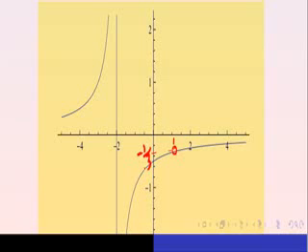Also, x equal to minus 2 is going to be a vertical asymptote. Notice that if we are approaching the asymptote x equal to minus 2 from the right, the curve is going to go to minus infinity. And if we are approaching the asymptote x equal to minus 2 from the left, then the curve is going to go to plus infinity. That's why x equal to minus 2 is a vertical asymptote.